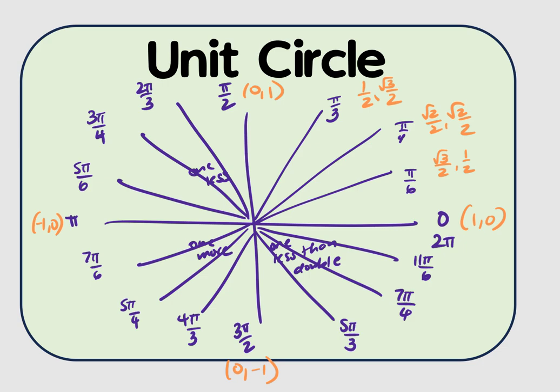And I could keep going all the way around, or I could know all students take calculus, which is going to change your signs, right? In the first quadrant, everything's positive. In the second quadrant, sine, which is the y, is positive. The x is negative. In the third quadrant, they're both negative. And in the fourth quadrant, the x is positive and the y is negative.